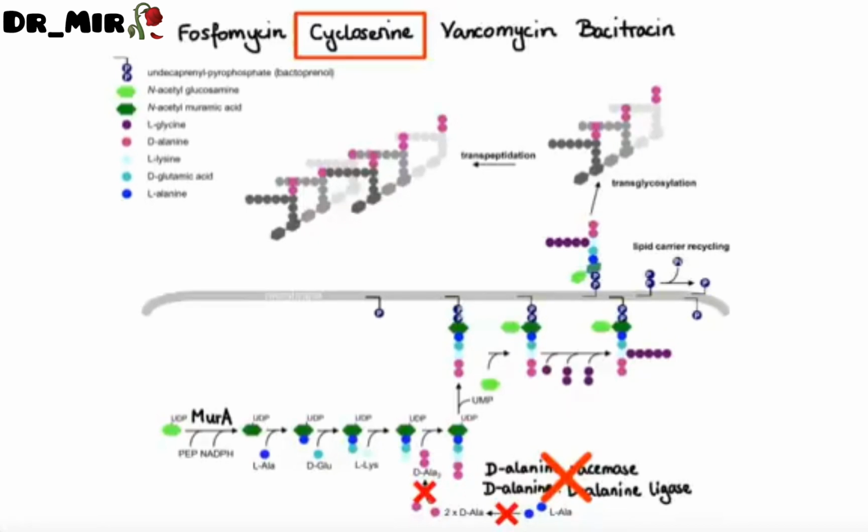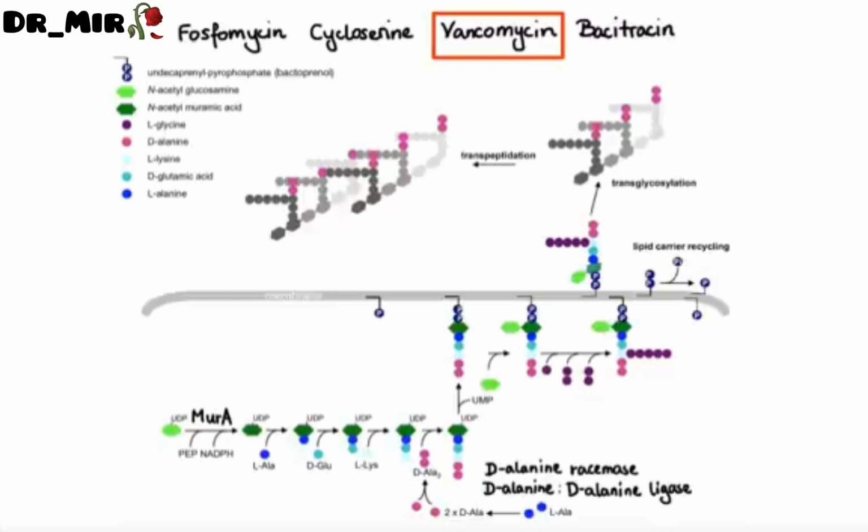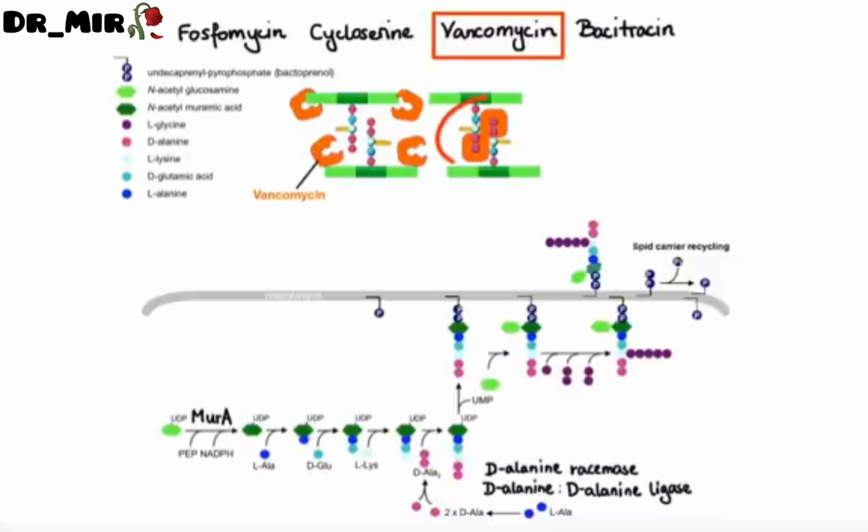Now let's move on to our third antibiotic, that is vancomycin. Vancomycin belongs to a small family of antibiotics called glycopeptides that includes a few other drugs that work in a similar way. So unlike fosfomycin and cycloserine, vancomycin works in the late stages of cell wall synthesis. Specifically, vancomycin interferes with both transpeptidation and transglycosylation during peptidoglycan assembly by binding to 2 D-alanine residues at the top of the peptide chains.